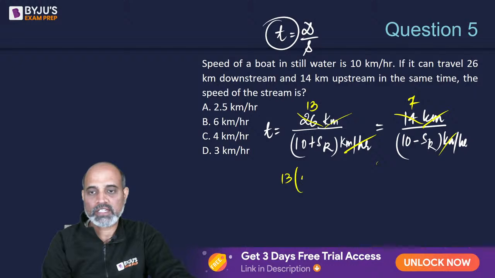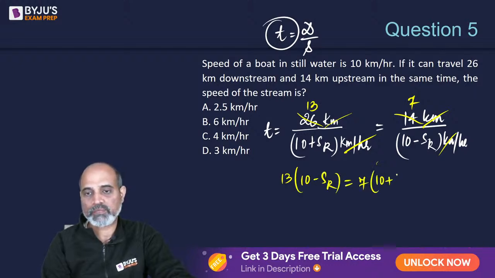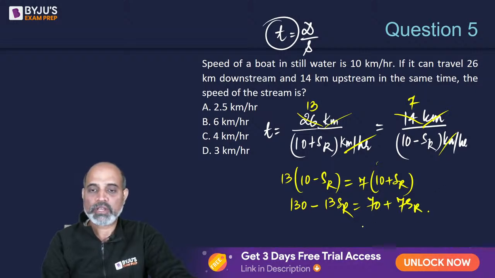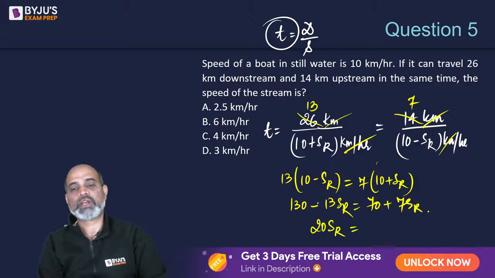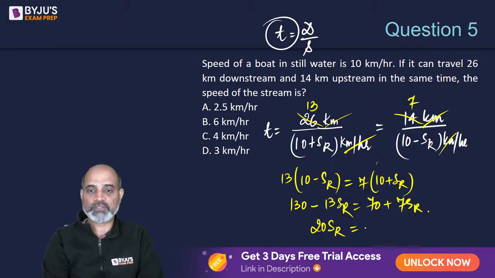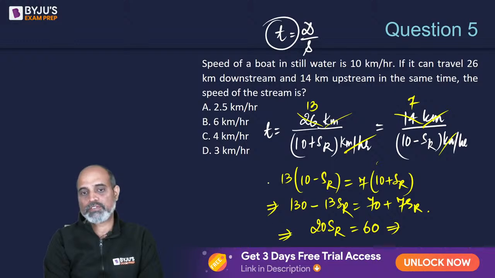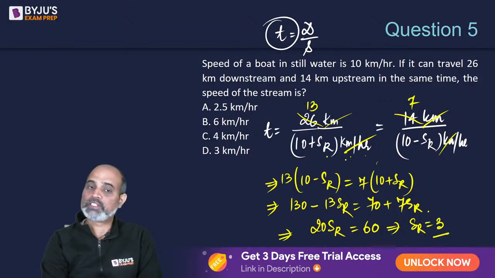So we will have 13 times 10 minus speed of river is equal to 7 times 10 plus speed of the river. So this is 130 minus 13 speed of the river, and we will have 70 plus 7 times speed of the river. If we bring speed of the river on the same side, we will have 20 times speed of the river. And if we bring the numerical value on the other side, we will have this as 60. So from here, we will be getting speed of the river is equal to 60 by 20, which is 3. So the speed of the river is 3 km/h.